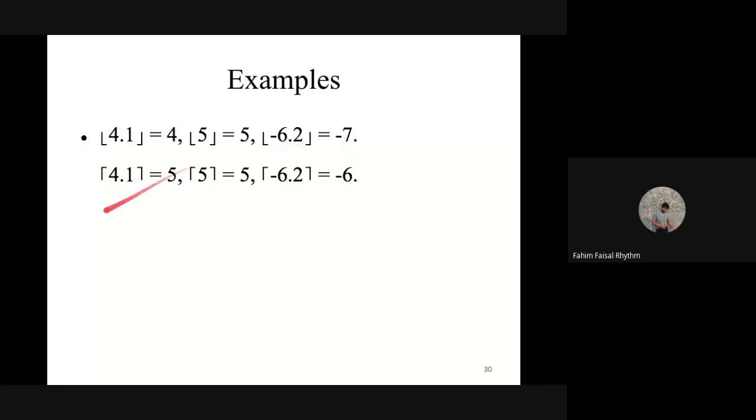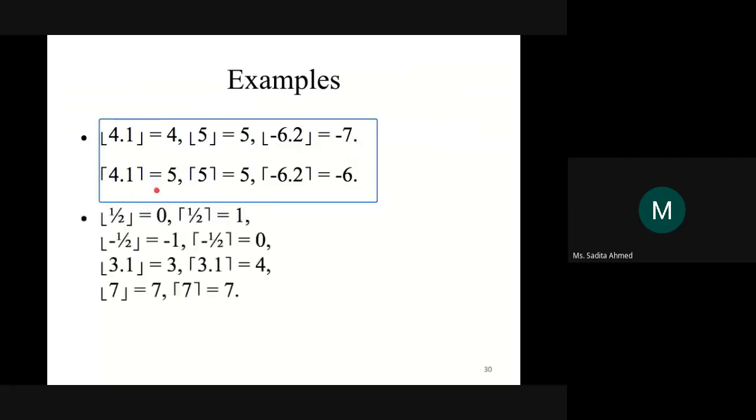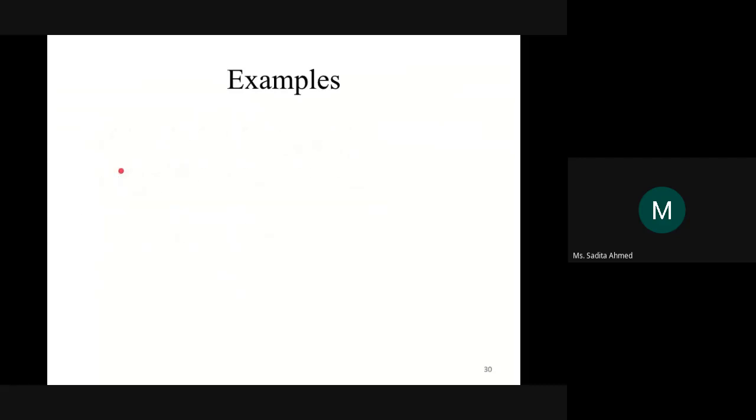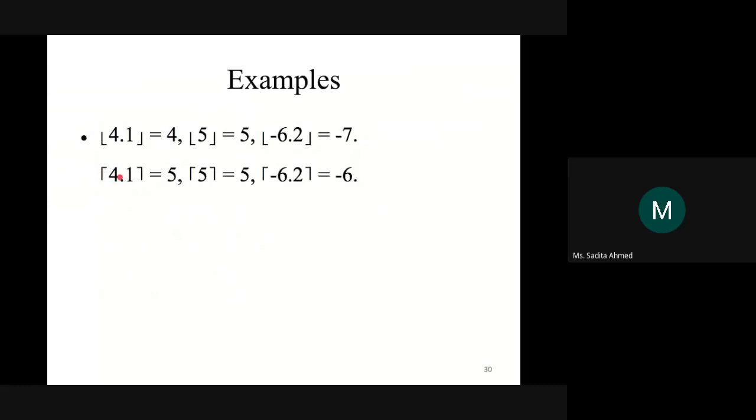Okay. So now for the ceiling function, you will see that it changes. 4.1 gives you 5, in fact, because we are going up this time, right? Ceiling, so up. Ceiling goes up. So 5. And this one remains the same, obviously. Negative 6.2 this time gives you negative 6. Again, because negative 6 is larger than negative 6.2.